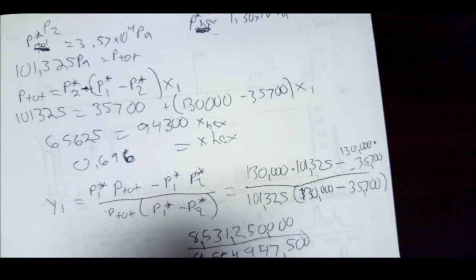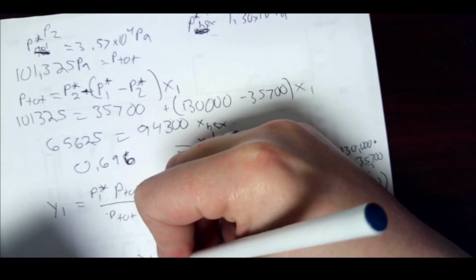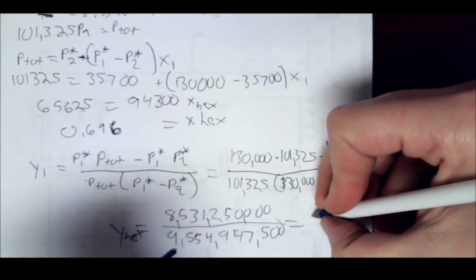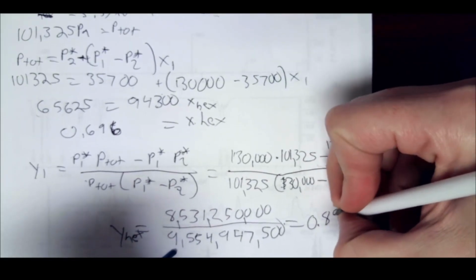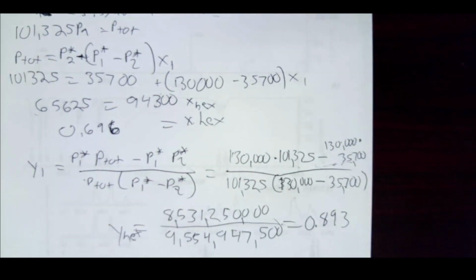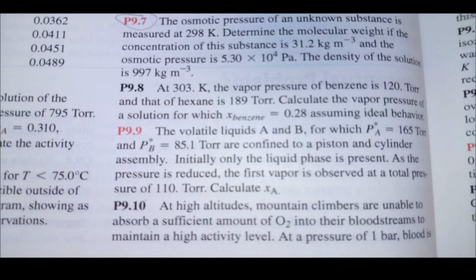Those two numbers divided by each other give you the mole fraction of hexane to be 0.8928, round to 0.893. So hexane is in greater proportion both in the liquid and in the gas phase. But that is fine. That is our solution to number 4. Moving right along to number 7.